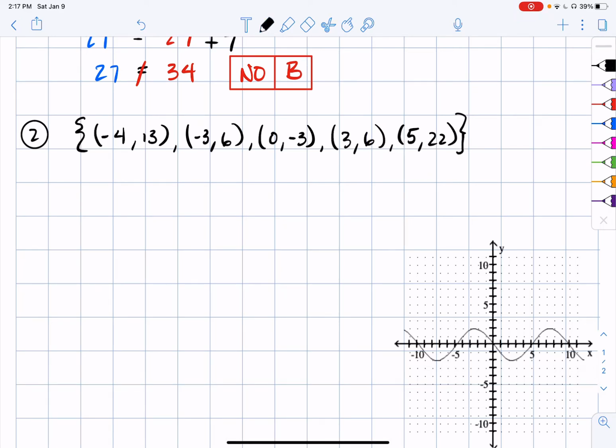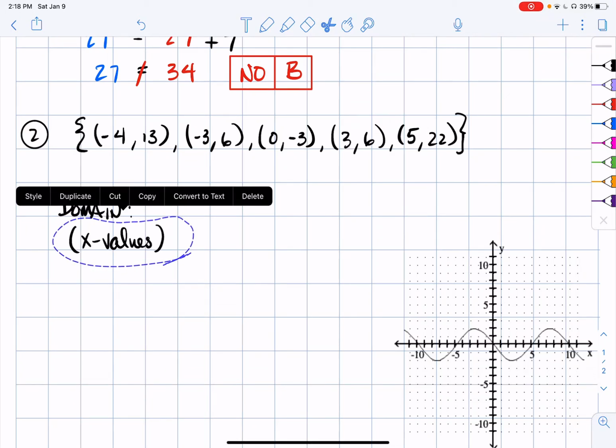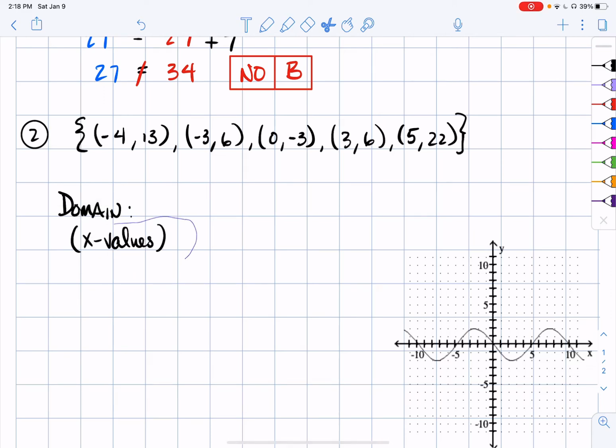All right. So what it's asking for is domain, range, and if it's a function or not. Okay. So domain, as you guys know, is all the x values, right? So let me put here x values. Okay, so here are my x values. So my domain, since I'm listing it, I have to use set notation. So it's negative 4, negative 3, 0, 3, and 5.